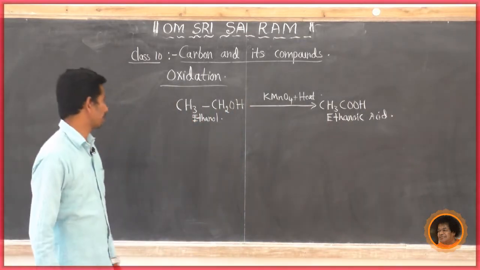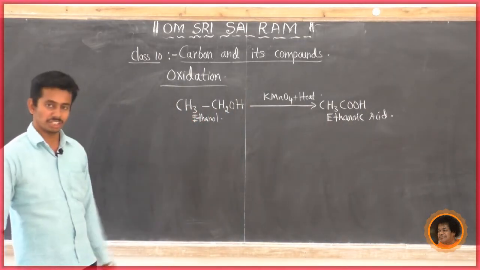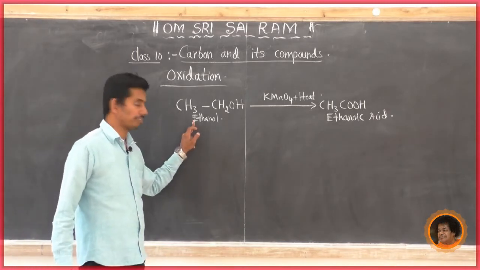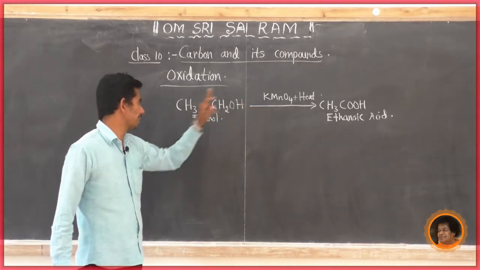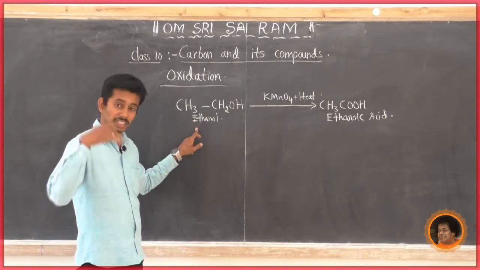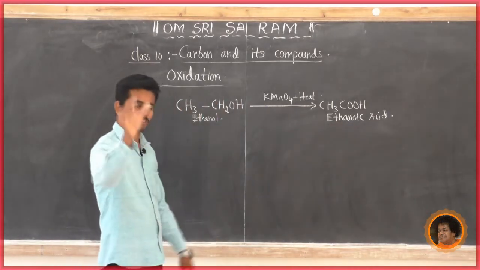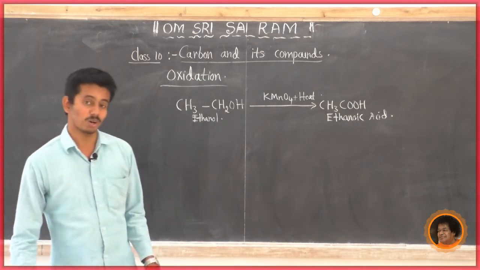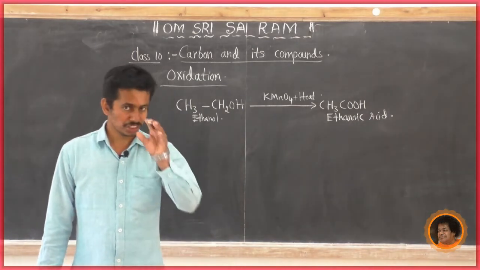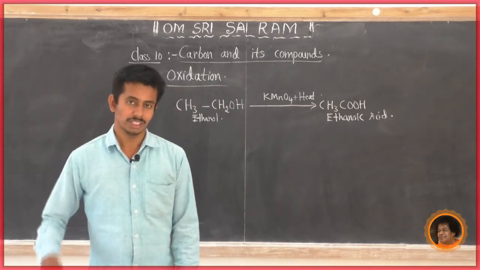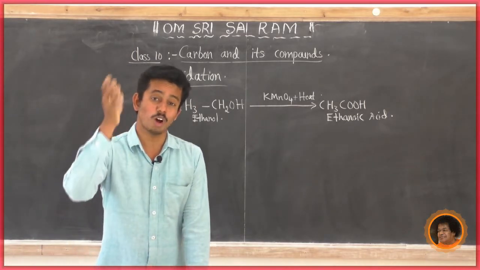Look at the chemical reaction. Now oxidation takes place. How? If we add potassium permanganate to ethanol and heat together, it forms ethanoic acid. This is an example of oxidation. Why is it called oxidation? In the first chapter we learnt, what do you mean by oxidation? The substance which gains oxygen.